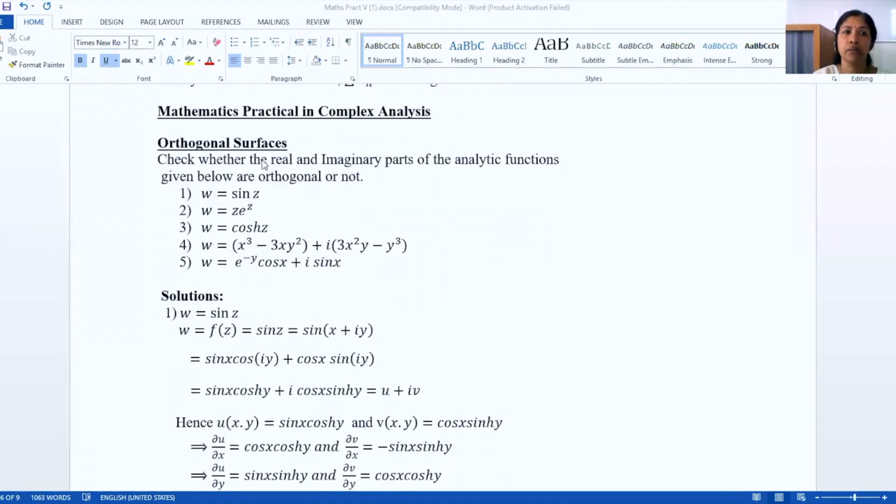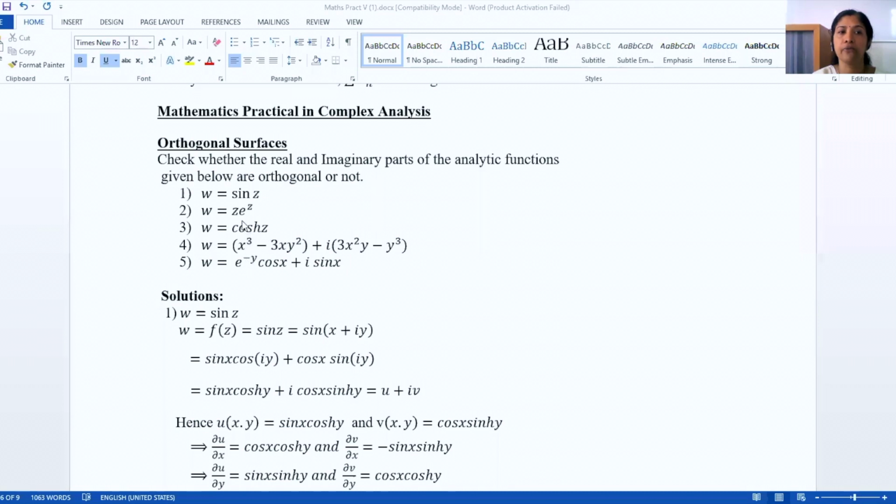First, we start with the orthogonal surfaces. You have learned that the analytic function will have a real and imaginary part. The analytic function f of z will have real and imaginary parts. And you have learned a theorem where you have to prove that the real and imaginary parts of an analytic function are orthogonal or not.